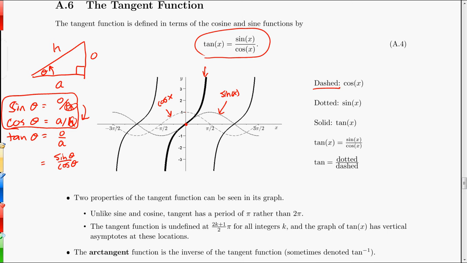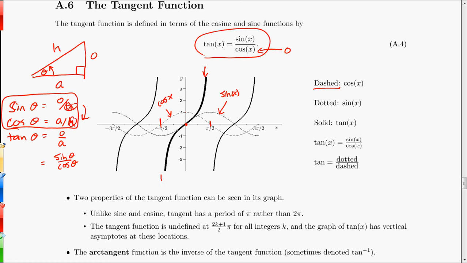But if you start looking over here at pi over 2, notice cosine of x is 0. So I'm getting a 0 in the denominator, and that's bad. That's why we have this asymptote here. The function's undefined there because cosine is 0 at that point. The same can be said at negative pi over 2, where cosine is 0 again. So the tangent function is not defined at pi over 2, negative pi over 2, or 3 pi over 2, or negative 3 pi over 2.